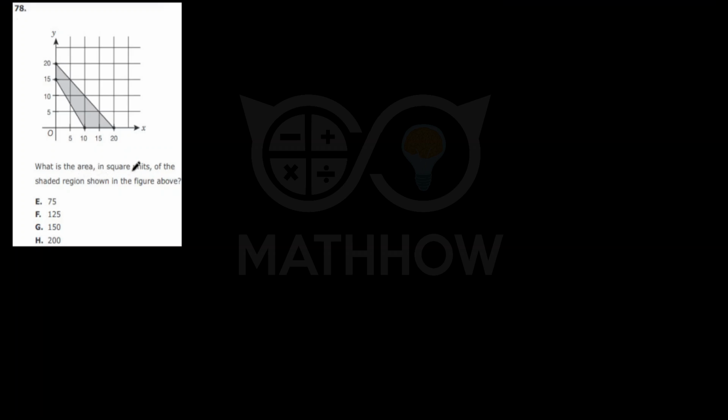What is the area in square units of the shaded region shown in the figure above? The shaded region is this, and it is covering an area in this graph. The grid is made up of identical squares. So let's count how many complete squares we can fit in this shaded region.